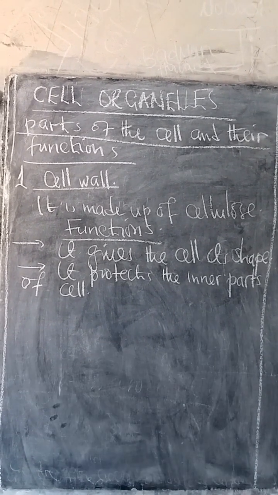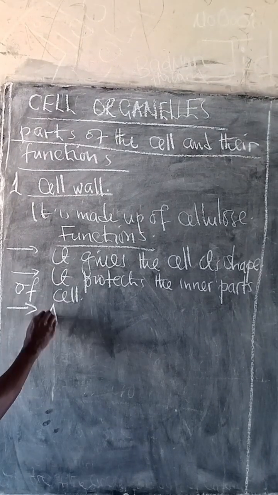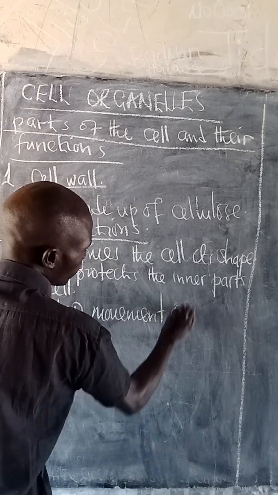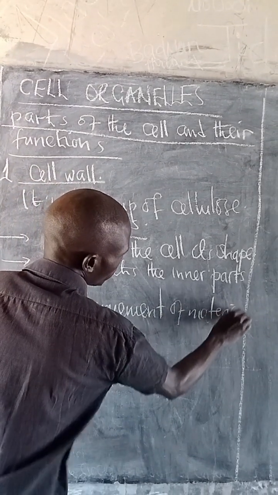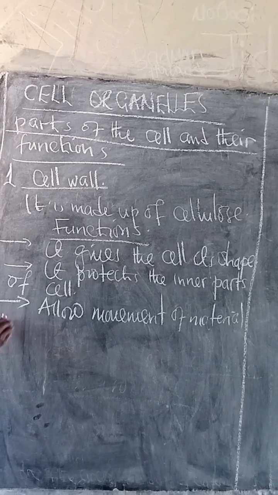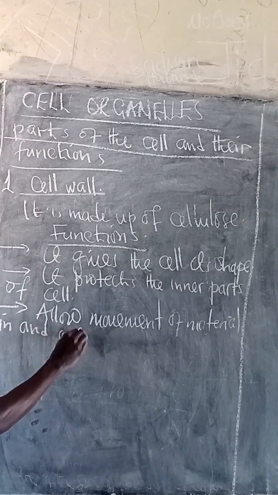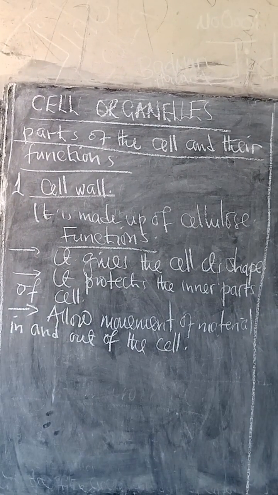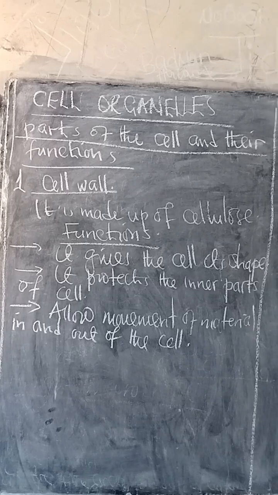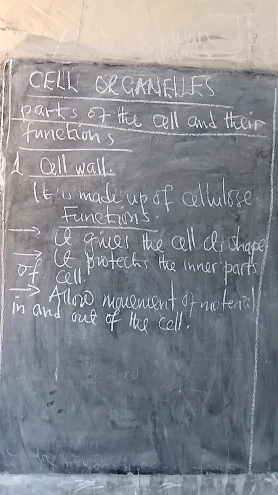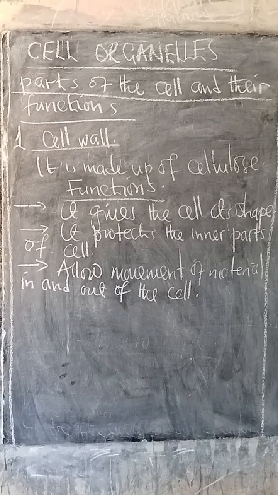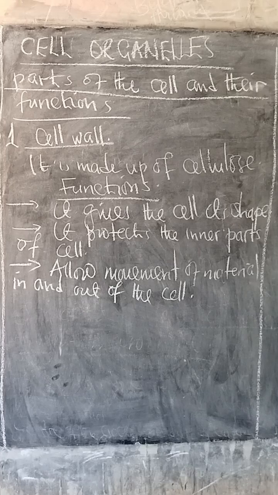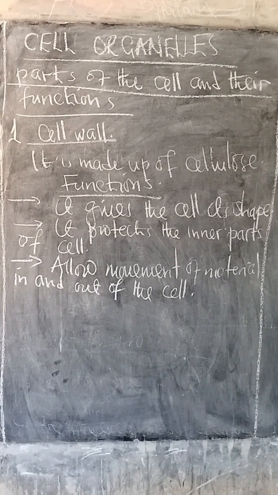Then it also allows movement of substances or materials in and out of the cell. A lot of metabolic processes take place inside the cell, and there are substances which continuously move in and out of the cell. All these pass through the cell wall, both those that move in and those that come out. So it means the cell wall allows substances to move in and out of the cell.